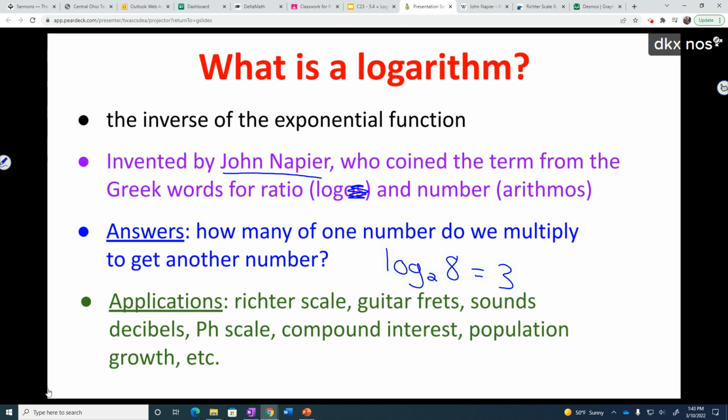The one that we're going to look at today is the Richter scale. Does anybody know what the Richter scale is? Yeah, earthquakes. So have you heard of a magnitude 4 earthquake or a magnitude 8 earthquake? The scale of 1 to 10? Well, yeah, I'll show you the formula in just a second.